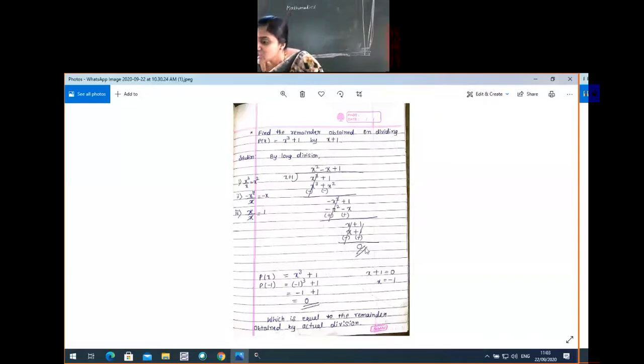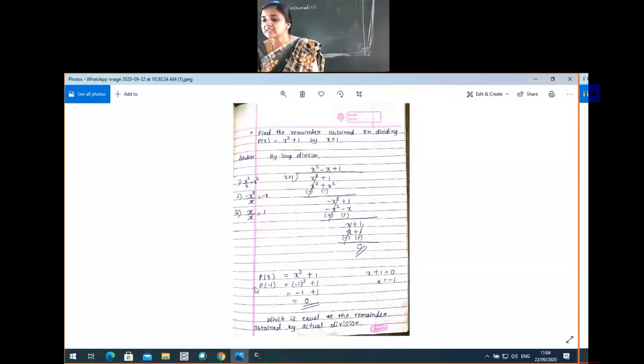See, you just observe. Here also the remainder. By the actual division method also you got the remainder 0 only. And using the remainder theorem also you got the remainder 0 only. So what is the difference between these two methods? In the actual division method, we can find the quotient and also the remainder.